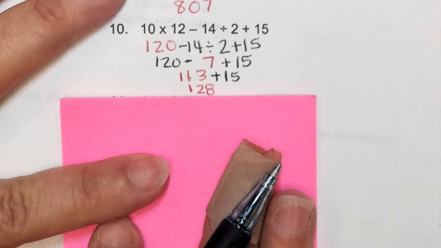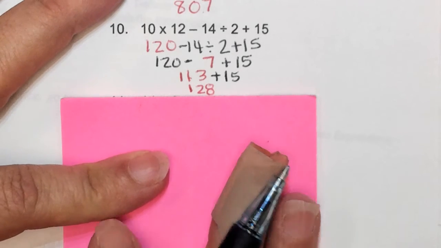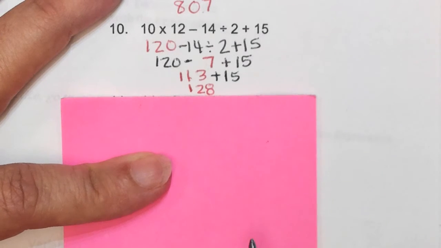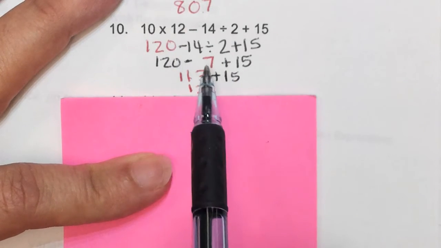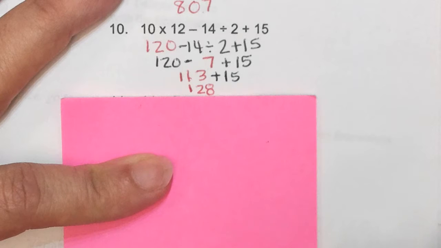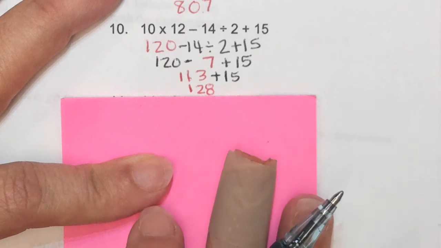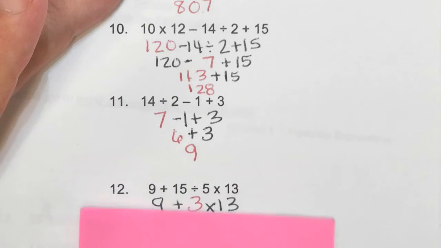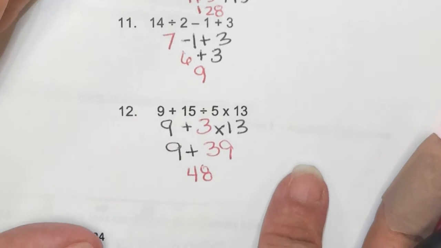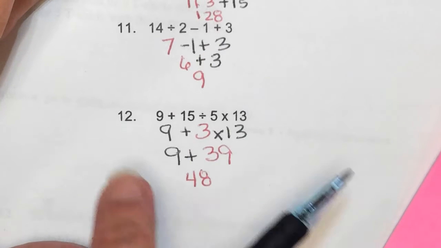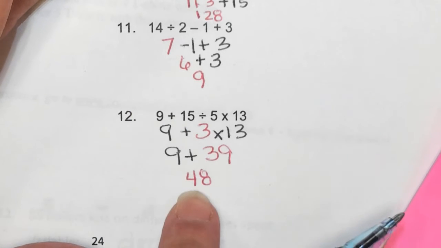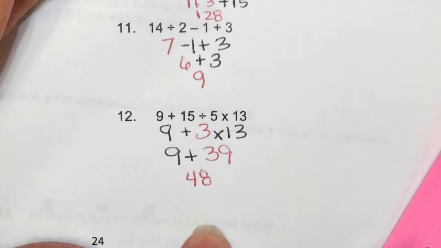Okay, this one was one that if you did this minus before you divided, you'd get a different answer. Okay, any questions on that one? Okay, y'all are quiet today. And to me, 11 and 12 were easier. 11, we got 9, and 12, we got 48. Okay, these to me were easier than the rest.